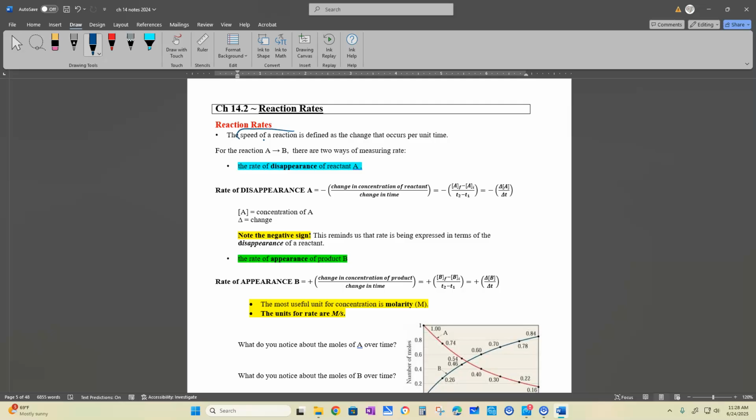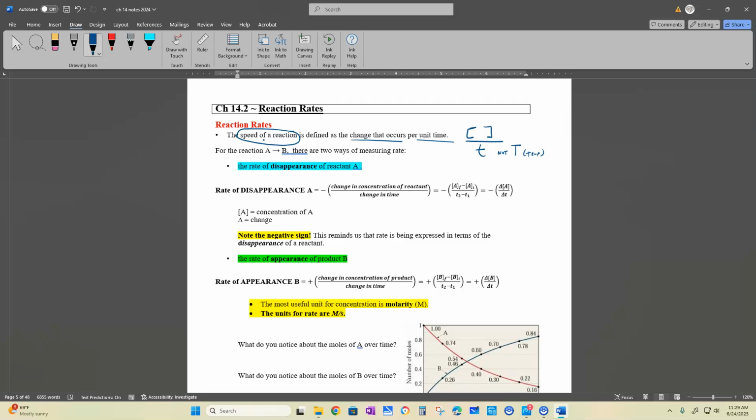But now to do it quantitatively, it's the change that occurs over time. So what change in concentration over time? Time, little t, not capital T, because that is temperature. Okay, so little t. So what change occurs over time?